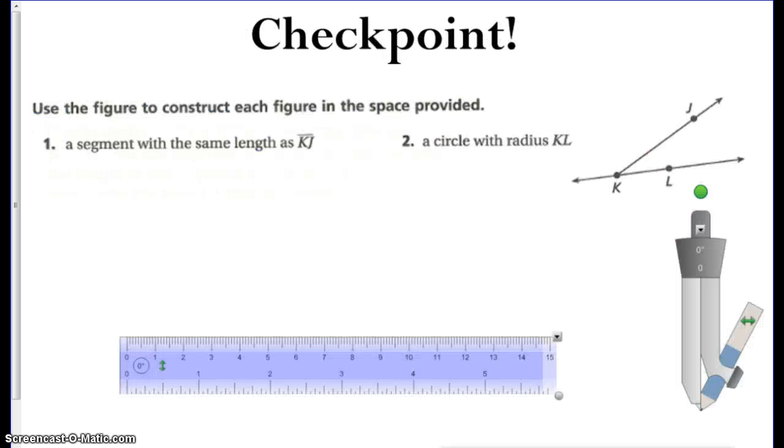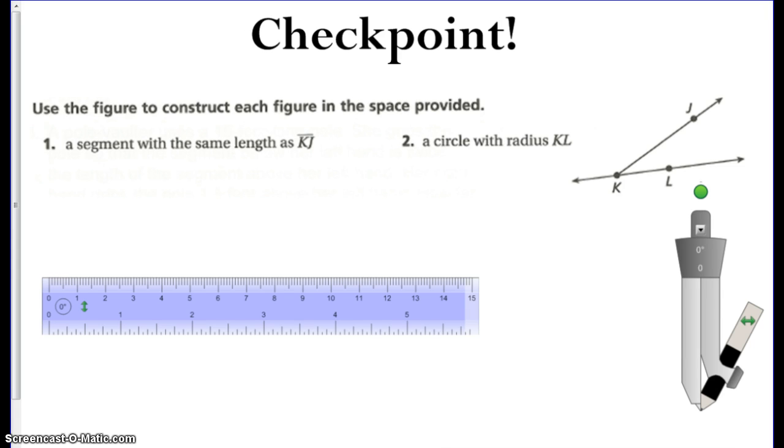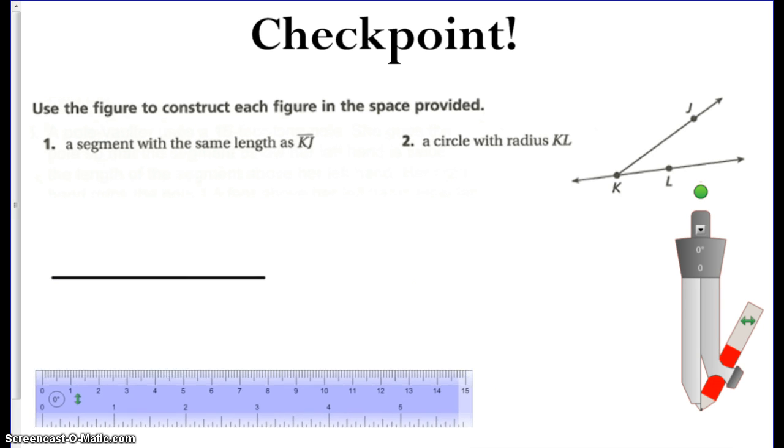So what does that mean for us in the math world? The first thing I want to do is see if you can handle creating a segment and a circle with a certain radius. So pause here and try these two problems. For problem number 1, you need to create a line segment that is longer than KJ. I made it pretty big, but you can make it as big as you need to. It's better to be too long than too short.